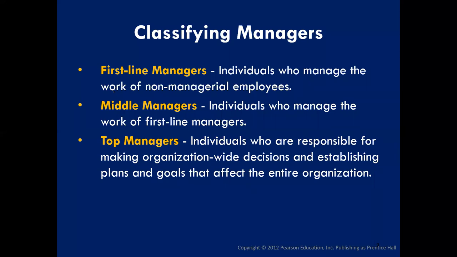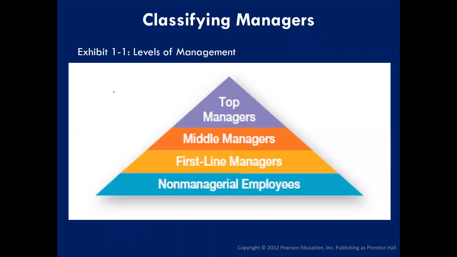Then we have the middle level managers who manage the work of first line managers, the managers at the lower level. Then we have top managers. We can also say these are the corporate managers. Those are at the highest level of the organization. The ultimate responsibility of the organization resides with such people. They take the most difficult and serious decisions about the organization. They come up with the corporate strategy or the business strategy of the organization. We call them top managers.